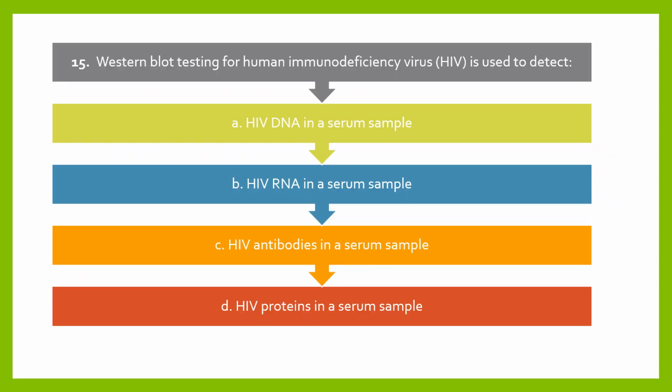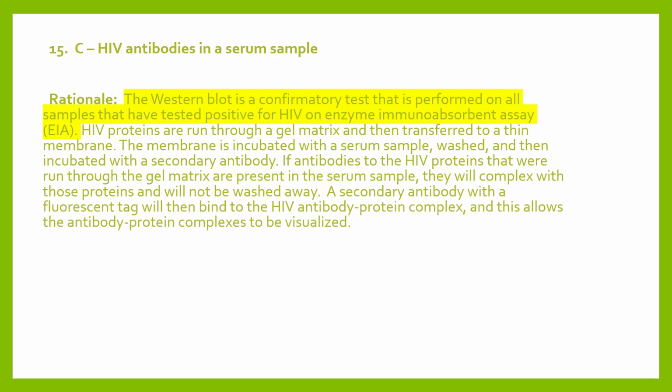Question 15. Western blot testing for human immunodeficiency virus, or HIV, is used to detect A, HIV DNA in a serum sample, B, HIV RNA in a serum sample, C, HIV antibodies in a serum sample, or D, HIV proteins in a serum sample. The answer is C, HIV antibodies in a serum sample.